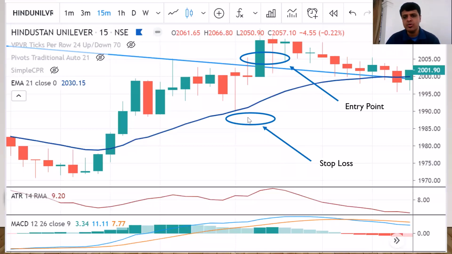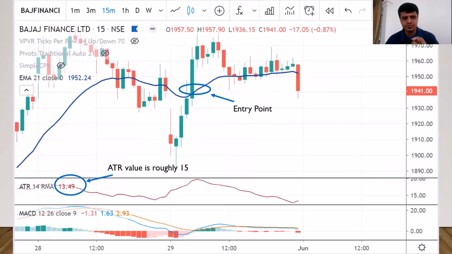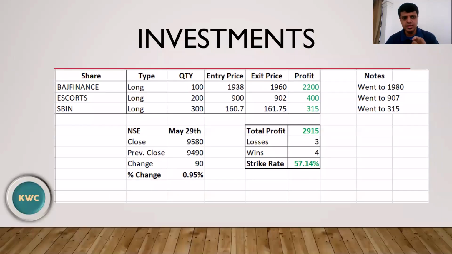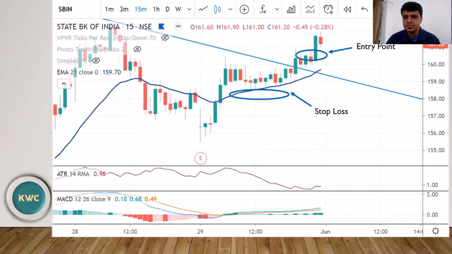But your stop loss doesn't have to be rigidly always 1%. I'm just trying to make that a point, okay? Here it was less than 1%. In SBI, if you look at SBI, the stop loss was more than 1%, because you're buying the share at 160. Your stop loss is almost 2 rupees. That is like 1.25%. The stop loss is 1.25% below.